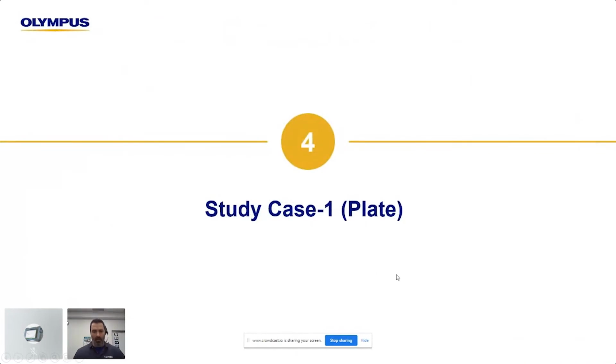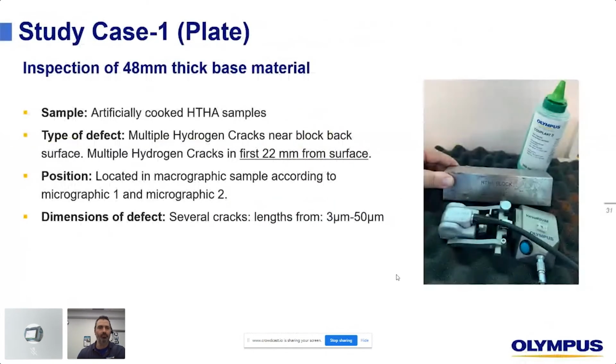Study case. All theory is good, but it's also good to actually see some results. So the first one was done on an artificially cooked HTHA sample, so basically an engineered sample. Multiple hydrogen cracks near the back wall surface. Multiple hydrogen cracks in the first 22 millimeters from the surface.